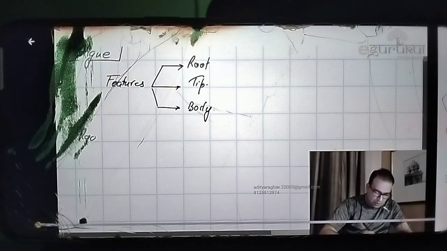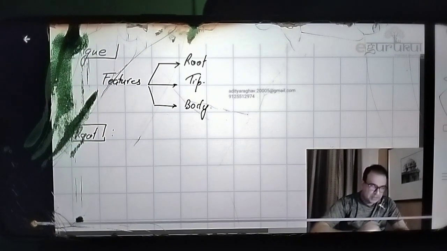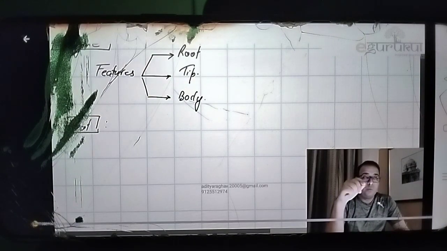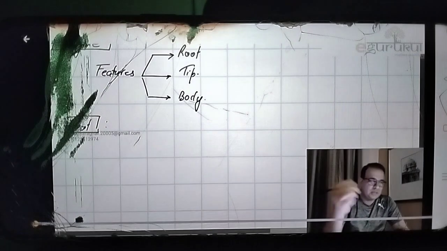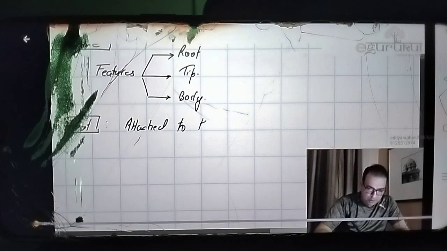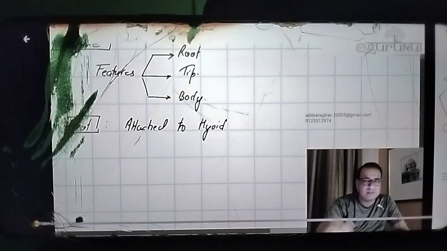Okay, if I start with the root first, let's start with the root here. The root of the tongue, or the posterior part of the tongue, is fixed, whereas the anterior part is relatively free. And it is fixed to what? It is fixed to certain bones backward, posteriorly, with the help of some muscles and some mucosal folds. Like, the tongue is attached to what? It is attached to the hyoid bone. There is a muscle called the hyoglossus muscle. So that is one attachment.